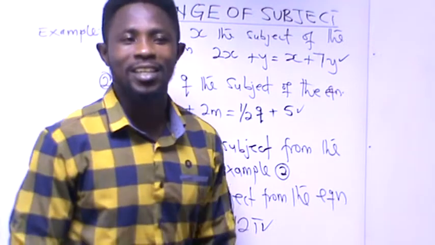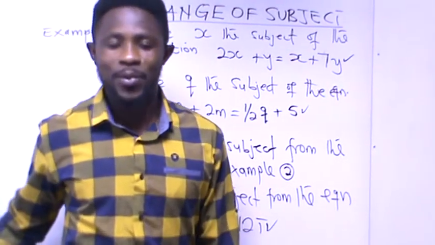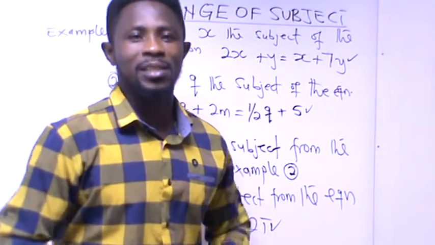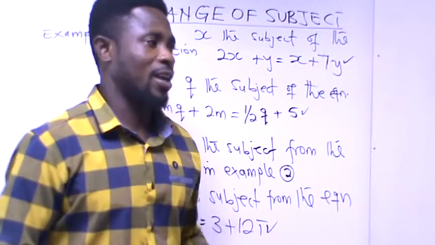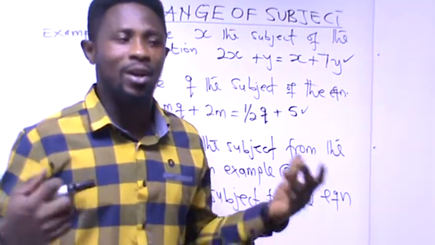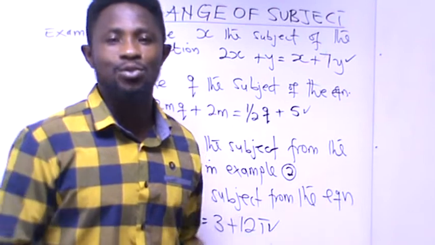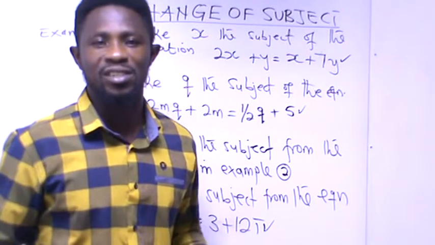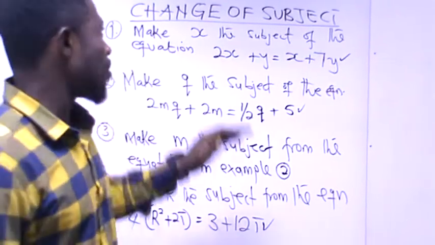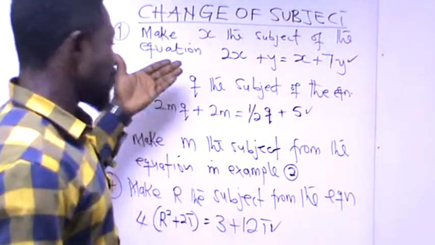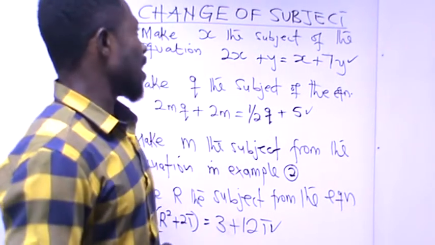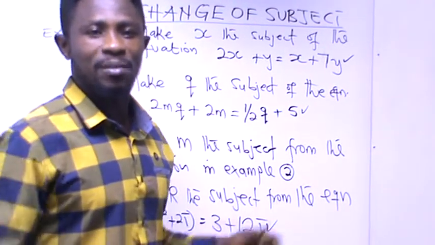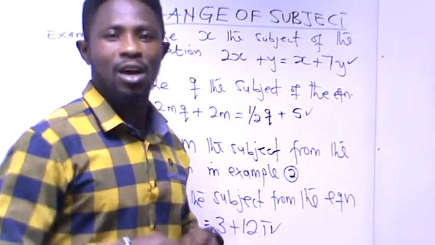Today we are going to look at change of subject. And change of subject happens to be very important in mathematics. So far as mathematics is concerned, you do a lot of making variables or letters a subject in case you are asked to make any variable or letter the subject from a question or equation. So without wasting much time, I'm going to take you through these four examples so that at the end of solving the four examples, you will master how to make a variable the subject, or how to make a letter the subject out of an equation.